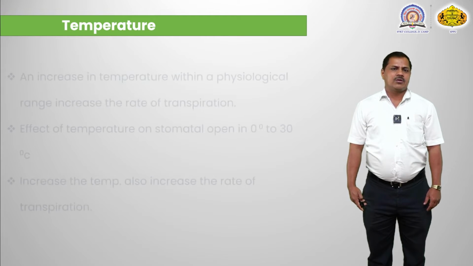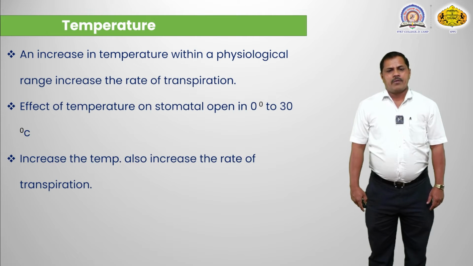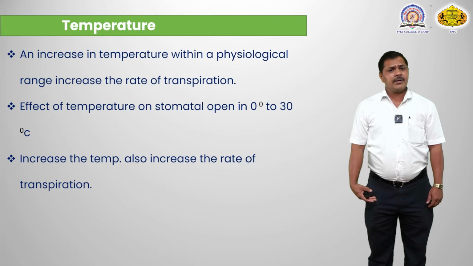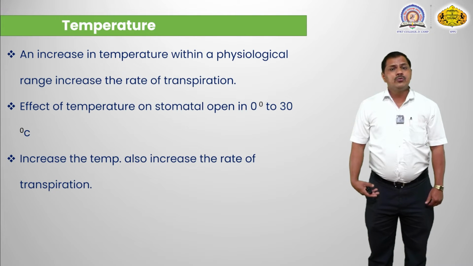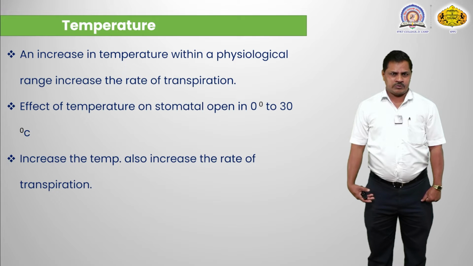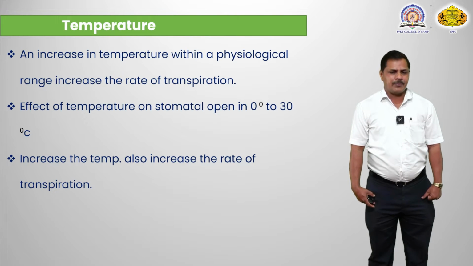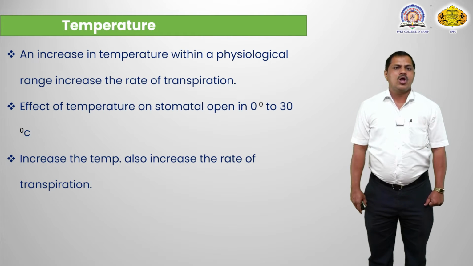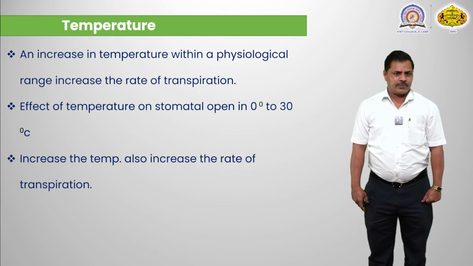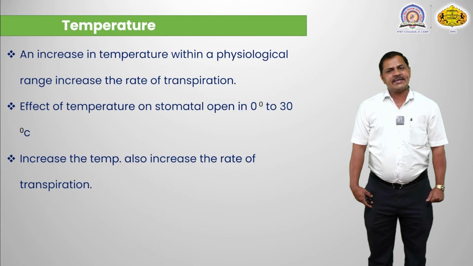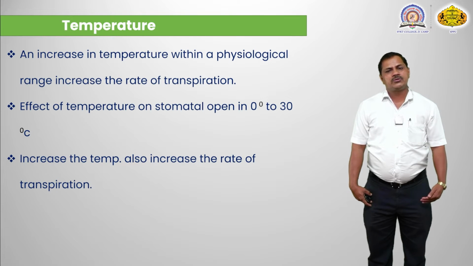The next factor affecting the rate of transpiration is temperature. When I increase the temperature within the physiological range, the rate of transpiration increases. Increasing the intensity of light ultimately increases the temperature, and a huge amount of water molecules can be lost through the atmosphere. The effect of temperature on stomatal opening is also a major factor. From about 0 to 30 degrees centigrade, temperature has a major effect on the loss of water molecules to the atmosphere. Increasing the temperature increases the rate of transpiration. When the temperature decreases, the loss of water molecules also decreases.